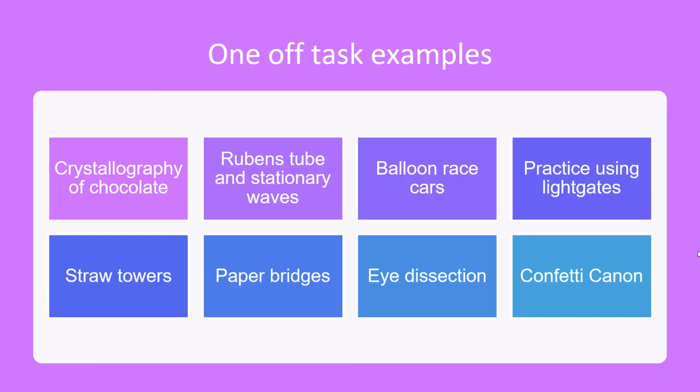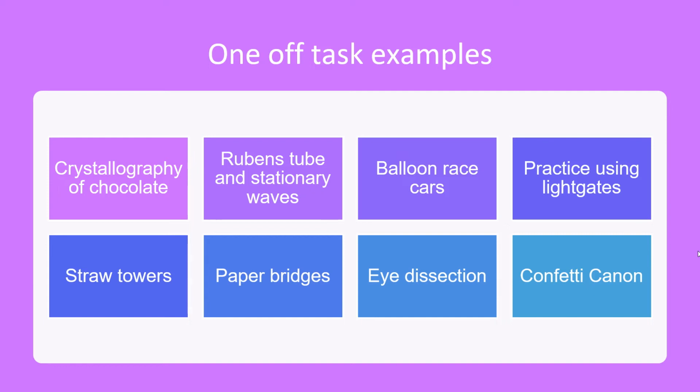So here's some examples of one-off tasks we've done this year. For example, you might see eye dissection there, which a lot of people might think is biology, but it is in the Year 11 waves topic about the eye, not necessarily eye dissection, but learning about the eye. So we did an eye dissection with students and they absolutely loved it.